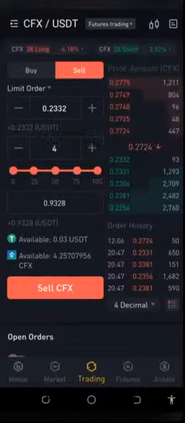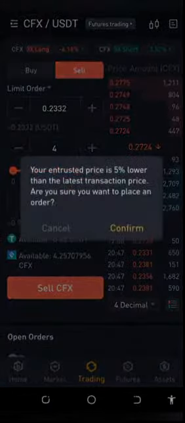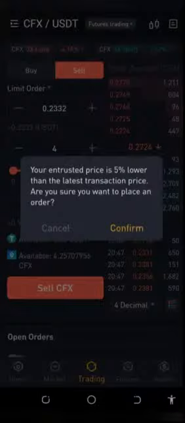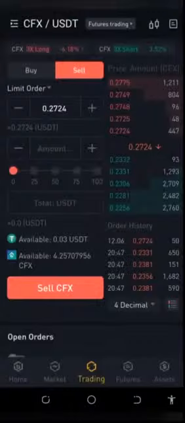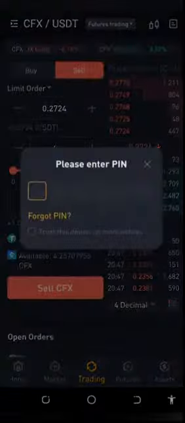But anyways, I've got $1 here and I'm wondering what I'm going to do with it. All right. So probably I'll just have to change it and then let it sit there till I have another trade to come in here, right? So let's see whether this is going to go. Oh, what did it say? It said, your entrusted price is 5% lower than the latest transaction price. Are you sure you want to place an order? But I don't want to place an order, so let me do the normal price. And then whenever it converts, I'll wait for it. Let's go ahead and do this.